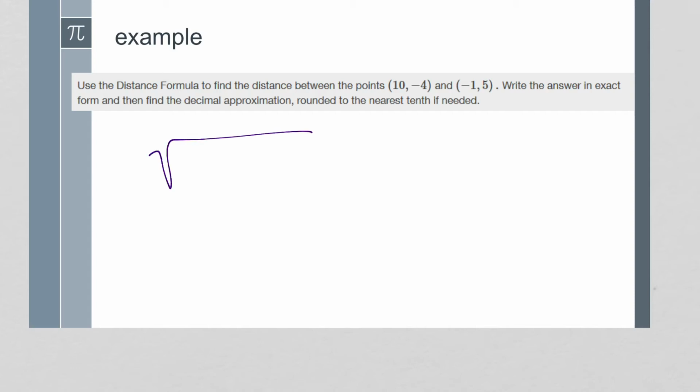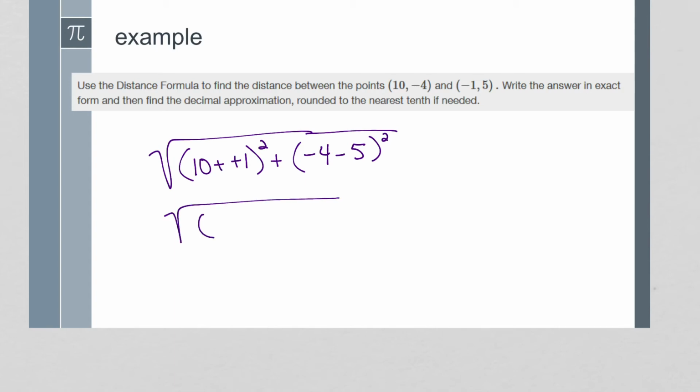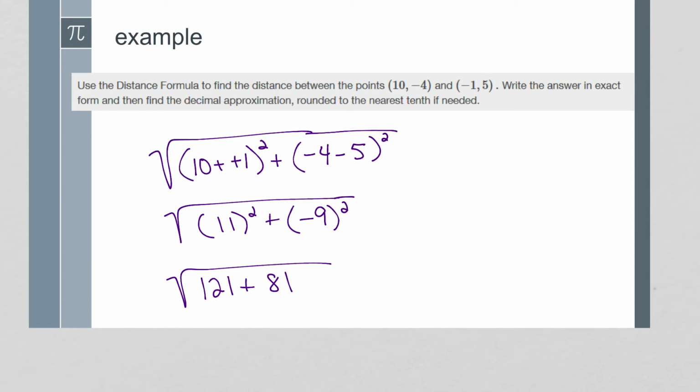So we've got the square root of the x minus x, and then we have to square that, plus, now we're going to do the y's, negative 4 minus 5, and we have to square that. Okay, so this ends up being the square root of 11 squared plus negative 9 squared. So we end up with 121 plus 81.